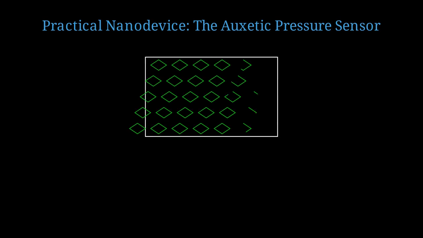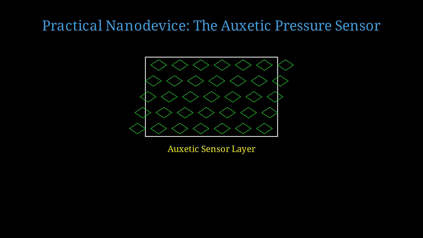Let me describe a practical nano device that exploits negative compressibility, an ultrasensitive pressure sensor based on auxetic nanolattices. The device consists of a nanoscale lattice with re-entrant cells. When pressure is applied, the lattice expands rather than contracts. This expansion can be detected optically or electrically with extreme sensitivity. Let's specify the design parameters for this device and calculate its performance.